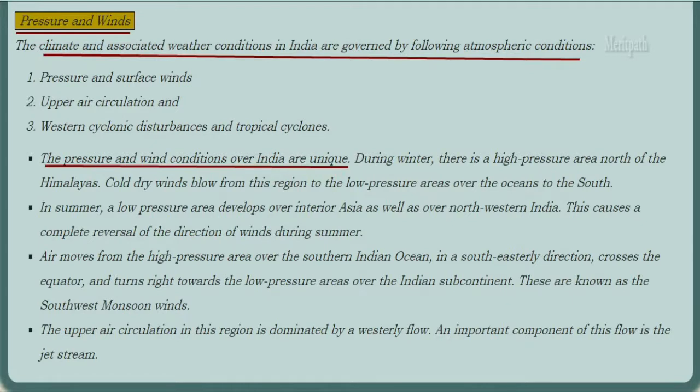Pressure and wind conditions over India are very unique. During winter, there is a high pressure area north of the Himalayas, and cold and dry winds blow from this region to the low pressure areas over the oceans to the south. In summer, a low pressure area develops over interior Asia as well as all over northwestern India, and this causes a complete reversal of the direction of the winds during summer.